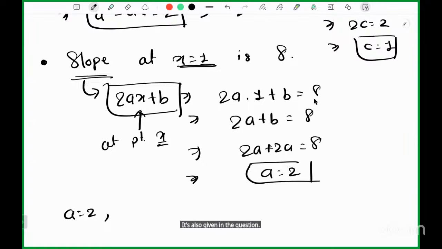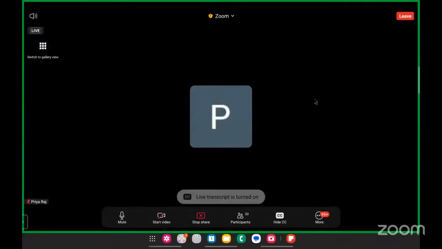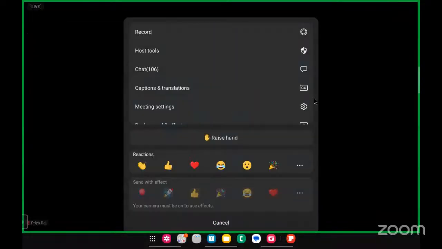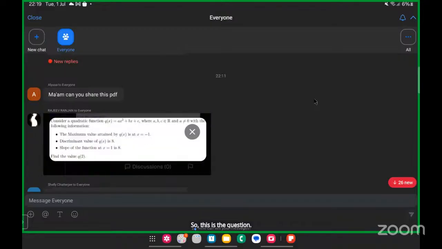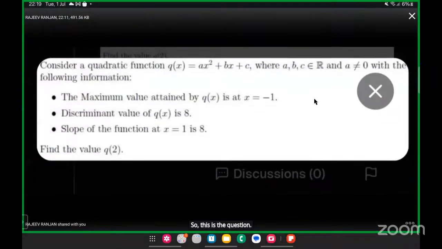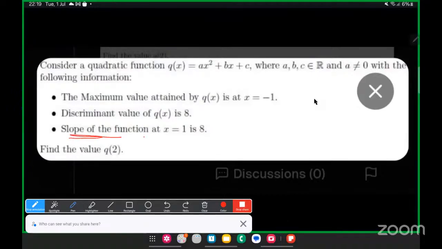So you guys can see the question. So this is the question. See, here it's given the slope of the function at x equals 1 is 8. That means 2a plus b is equal to 8. So here it's given, this is an error.